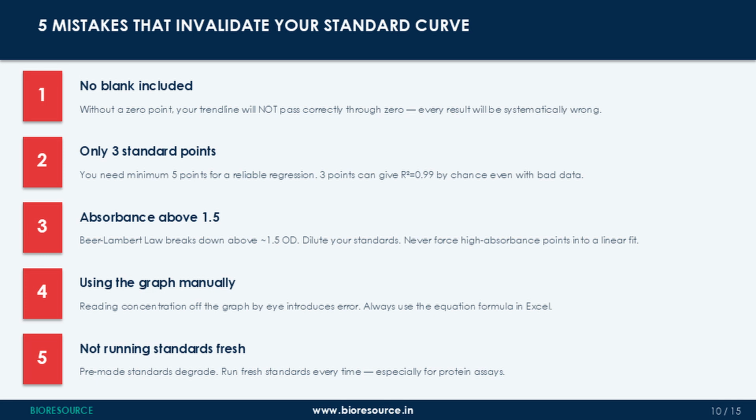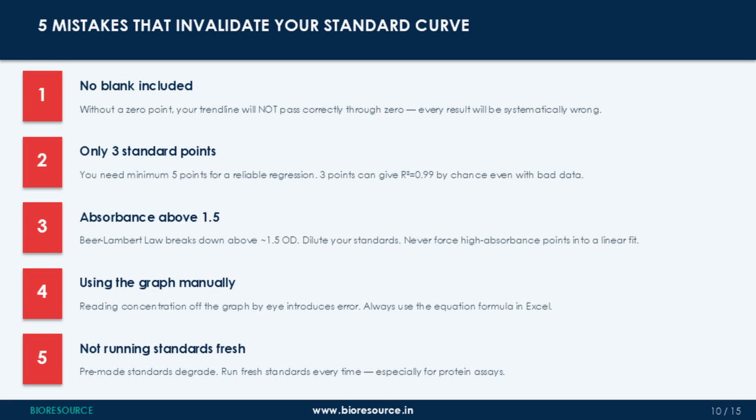Always include your blank. Mistake number 2. Only 3 standard points. 3 points can produce an R squared of 0.99 completely by chance. You need a minimum of 5 points to have a statistically robust regression line. Always more is better.